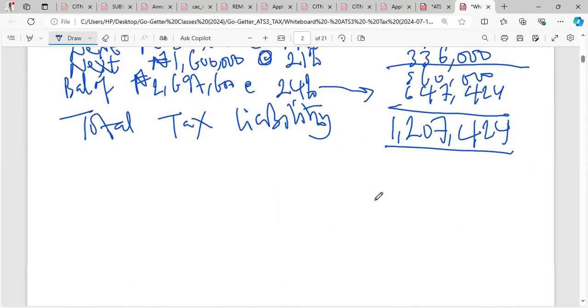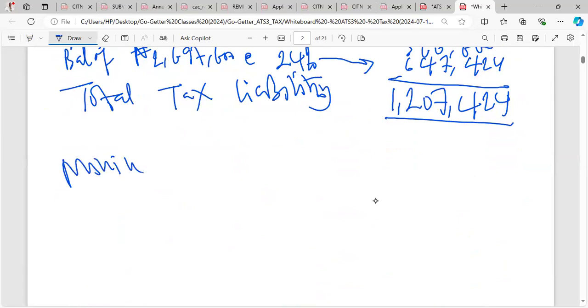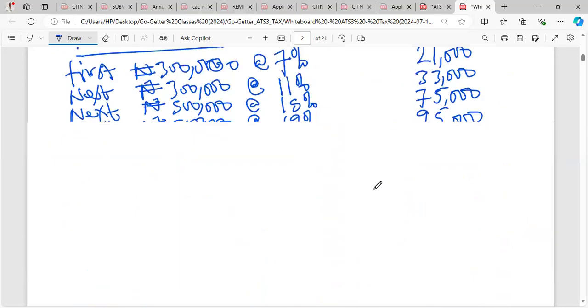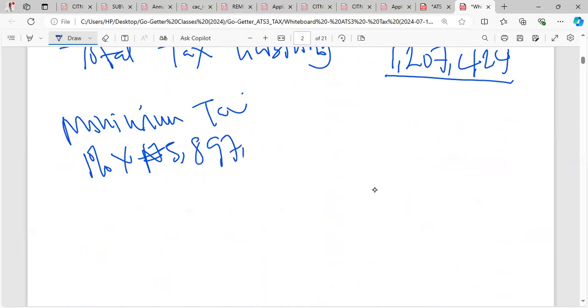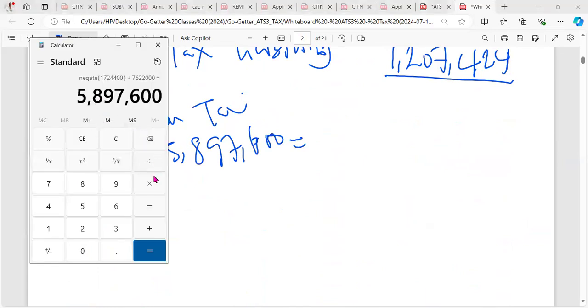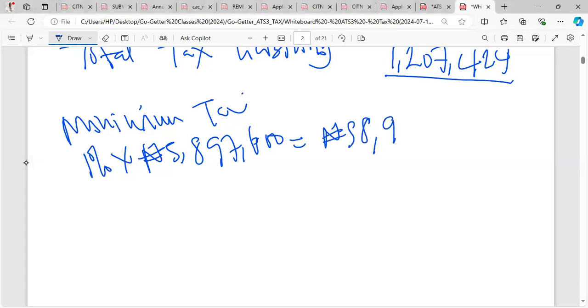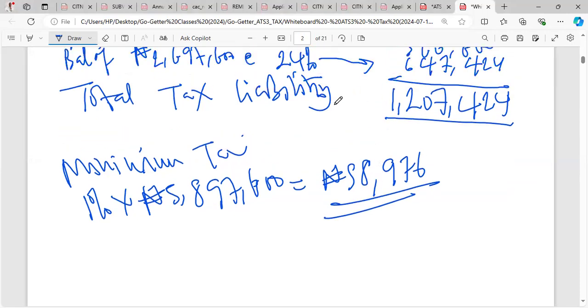This is 5,897,600. But we are to charge minimum tax, which is 1% of 5,897,600. So let's see what it will be. 5,897,600 times 1 over 100 will give me 58,976. This is the lowest tax you can pay. You cannot pay anything lower than this. But now look at what you are paying, 1 point something million. But this is your minimum tax.